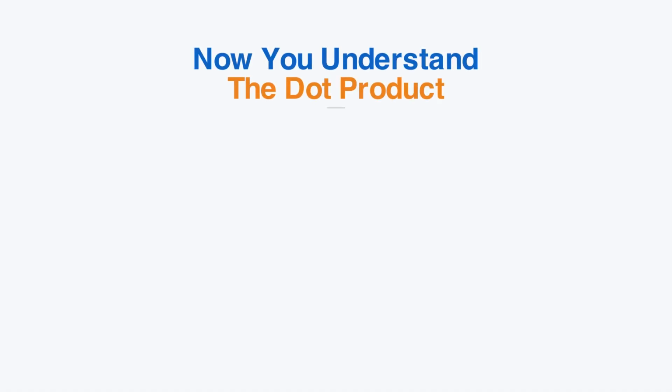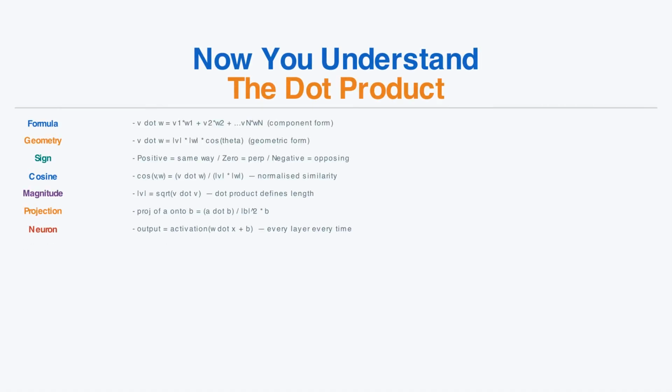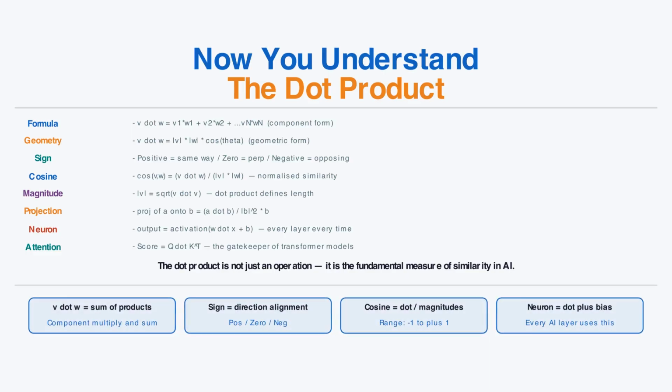Here is the complete picture of everything you now understand about the dot product. In component form, take two vectors of the same length, multiply corresponding components, sum the results. One number out. In geometric form, that same number equals the product of the two magnitudes times the cosine of the angle between them. This connects the arithmetic to the geometry.